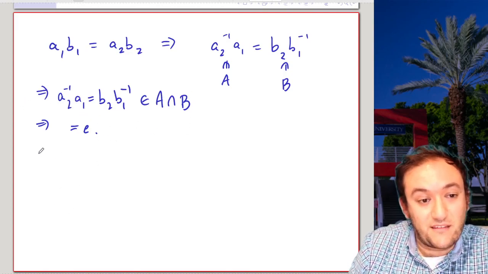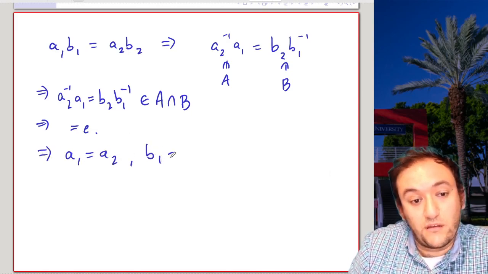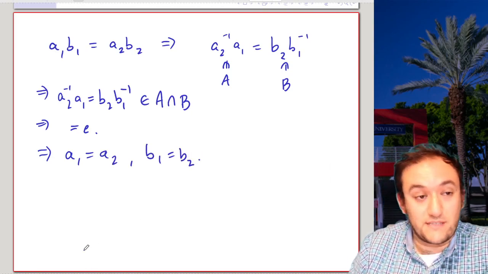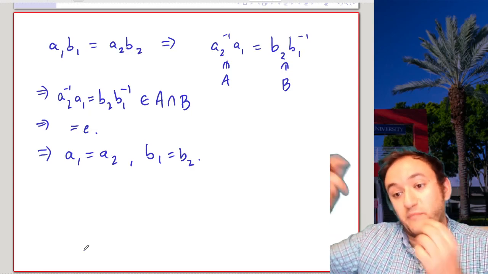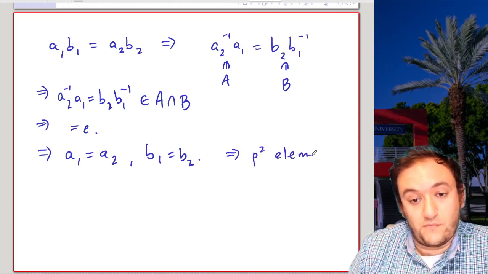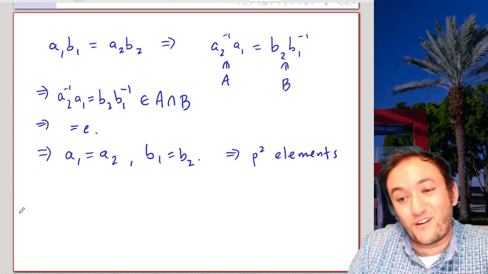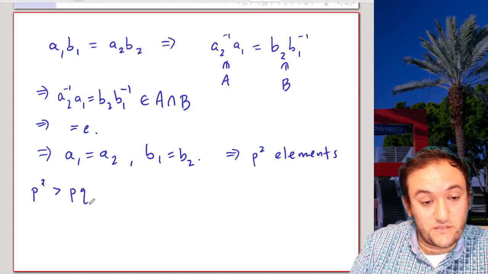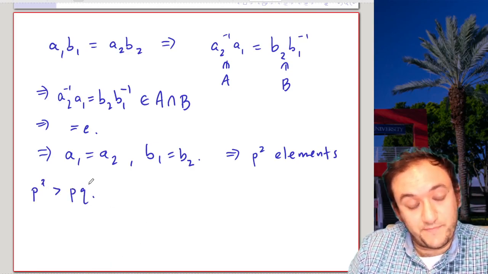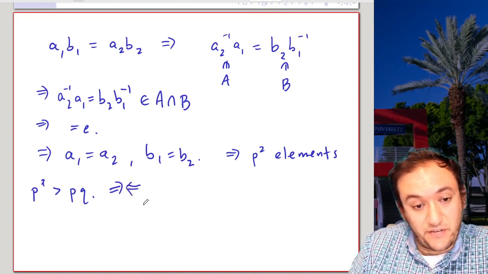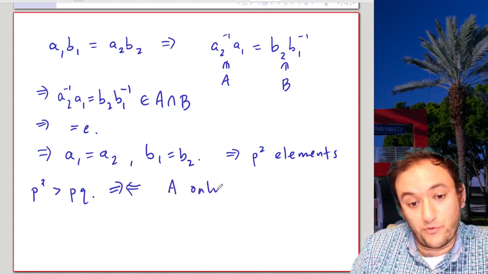So that means that a1 equals a2 and b1 equals b2. So that tells me that any two elements in AB that are the same have the same corresponding elements in A and B. So that means that there are p squared elements. But there aren't p squared distinct elements in the group, there are only pq. So p squared is greater than pq since q is a smaller prime by assumption. And that means that we have arrived at a contradiction. So A is the only subgroup of order p.